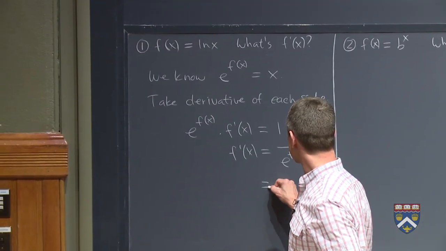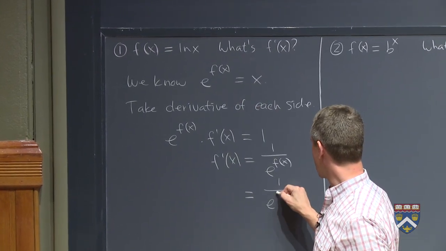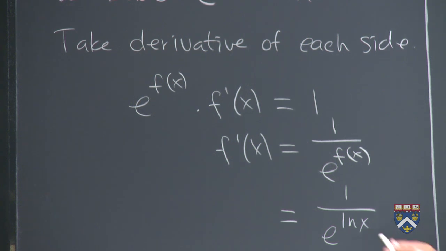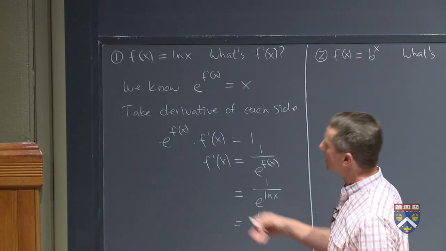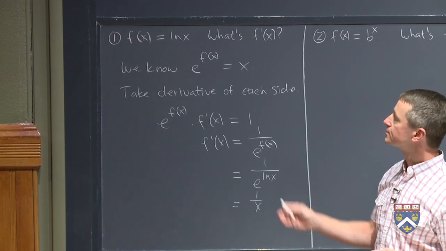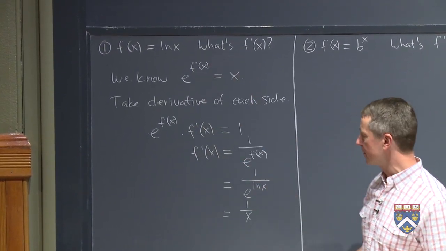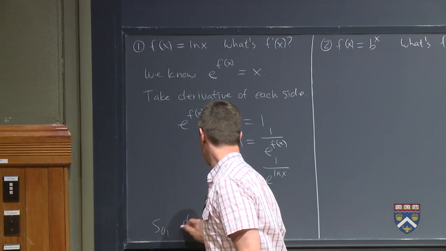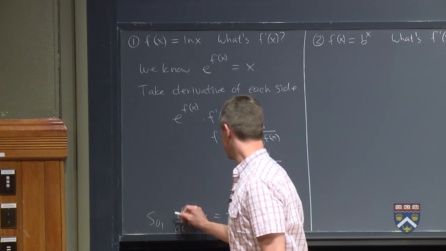But what is f of x? It's ln of x. So that's e to the ln of x. But the way that we defined ln of x is that it's the inverse of e to the x. So this is just saying 1 over x. So what we have found is that if we let f of x be ln of x, we put that into its inverse function, and then we apply the chain rule to take the derivative. We get the derivative of ln of x virtually for free. So the derivative of ln of x is what we just figured out, 1 over x.